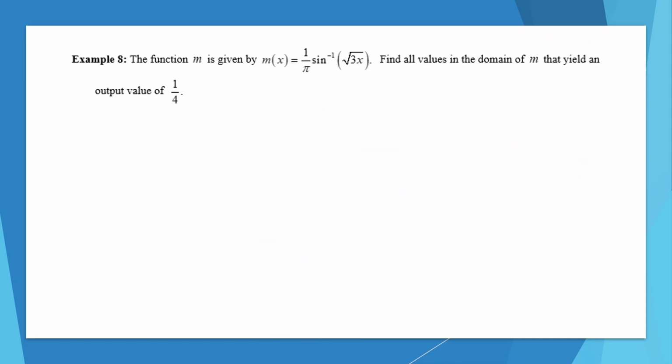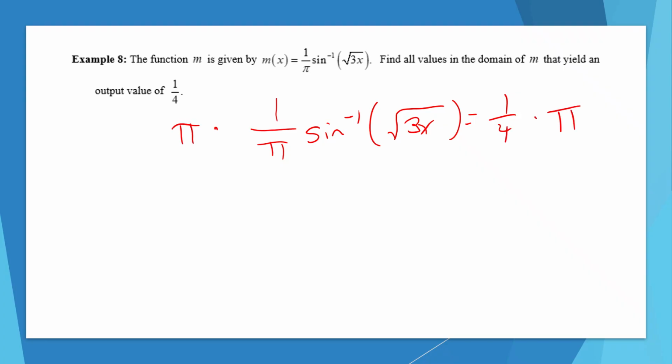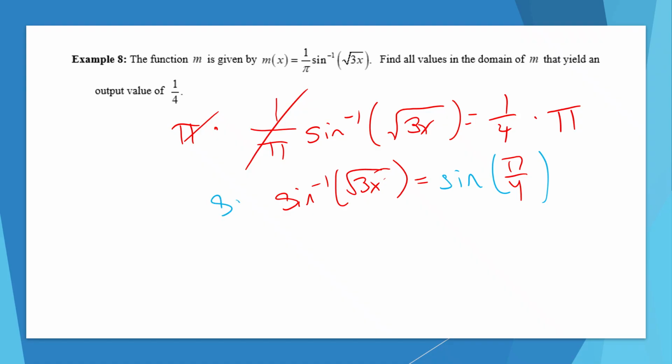All right, number 8, this is probably going to be one of the harder problems you'll see. 1 over pi inverse sine of square root of 3x equals 1/4. Here, I'm going to multiply both sides by 4. I'm going to multiply both sides by pi. You should just get inverse sine root 3x, with the x underneath, equals pi over 4. Then I'm going to take sine of both sides to get rid of those there. Then we should be left with root 3x equals sine of pi over 4. This is from the unit circle, positive root 2 over 2.